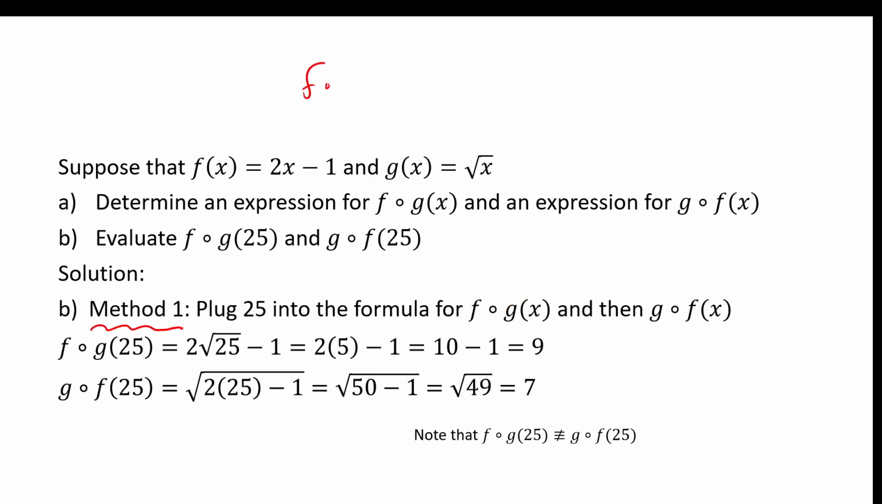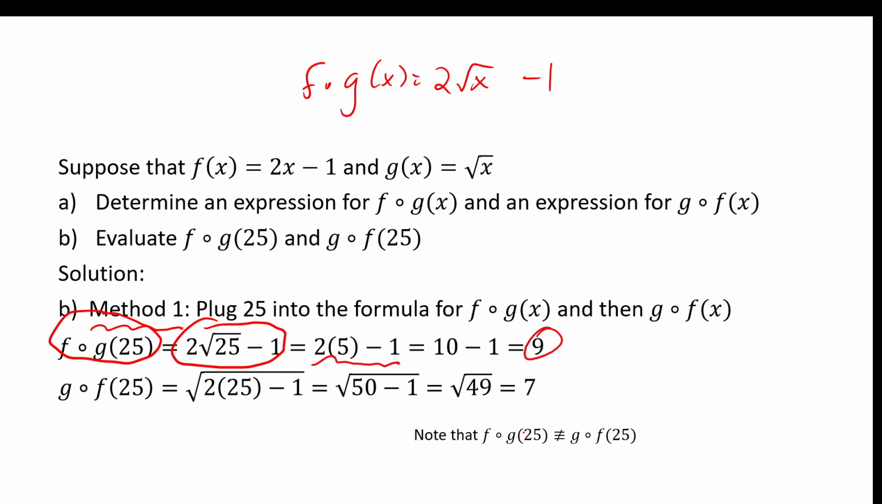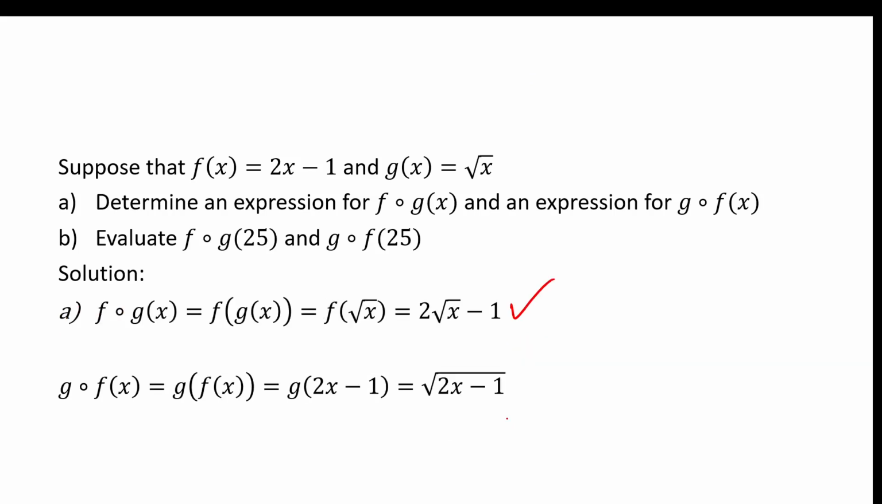So since we know that f of g of x is 2 root x minus 1, then obviously f of g of 25 will just be 2 root 25 minus 1. That's pretty quick. Pretty quick solution. The square root of 25 is 5, so it's really just 2 times 5 minus 1. Ultimately, it's 9.